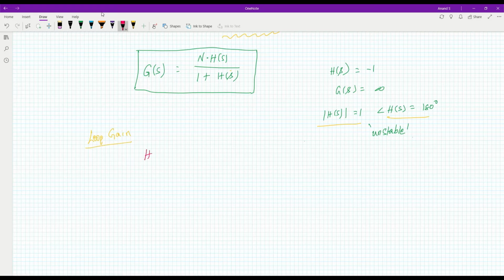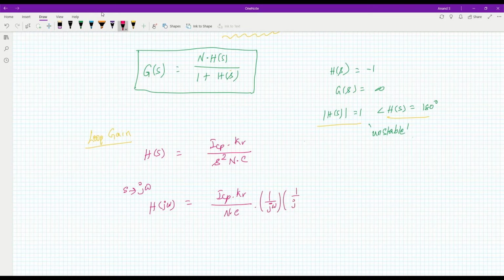Okay, so let us rewrite this H of S here, which is ICP into KV divided by S square into N into C. Okay, so in order to do the magnitude, we replace this S with J omega. Sorry, before magnitude, we will just replace this with J omega. We will get ICP into KV divided by N times C into 1 by J omega multiplied by 1 by J omega. Okay, so here we are dealing with a complex number.